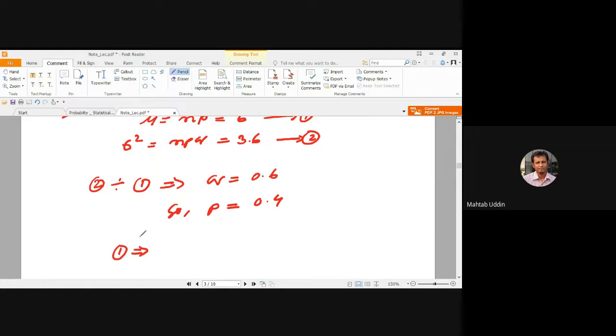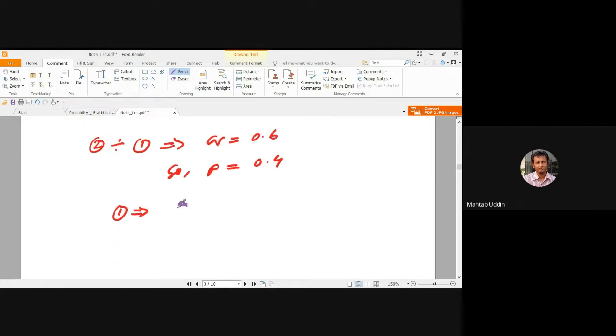If you put P 1, you will get 0.4n. 0.4n is equal to 6. So n is 6 by 0.4. Can you calculate it? This is 15. Okay, so we got everything.